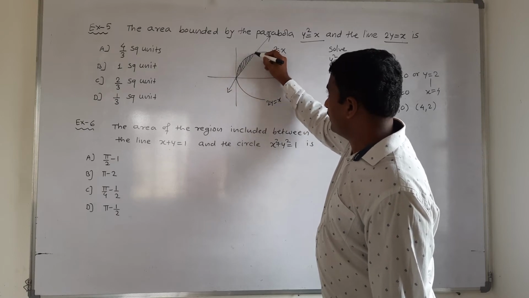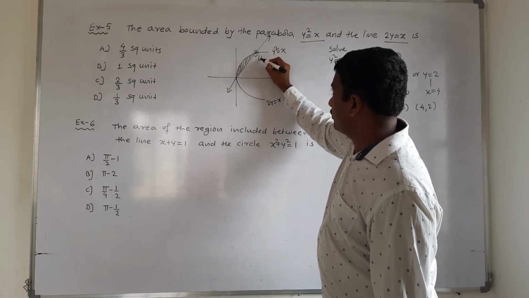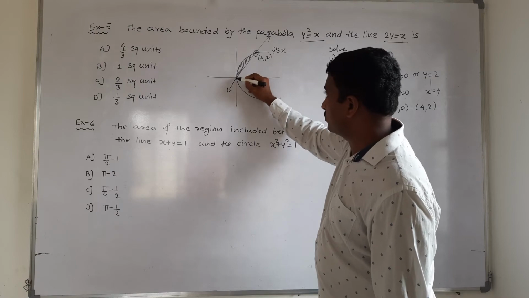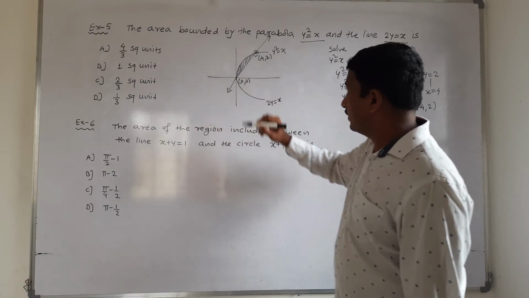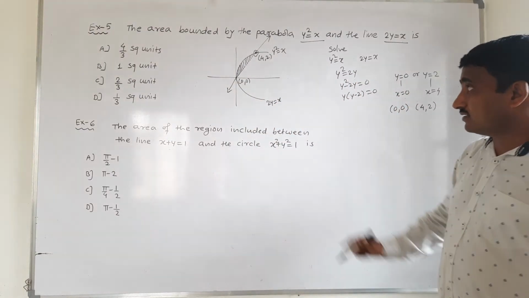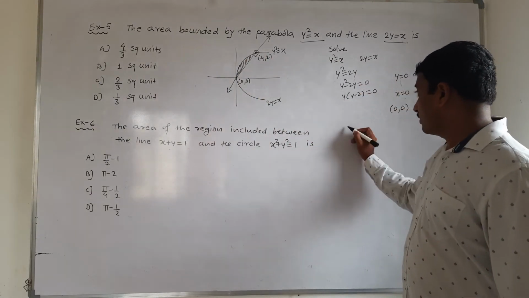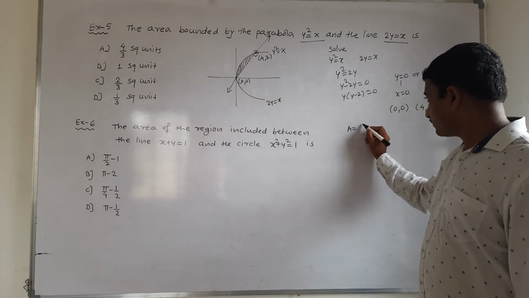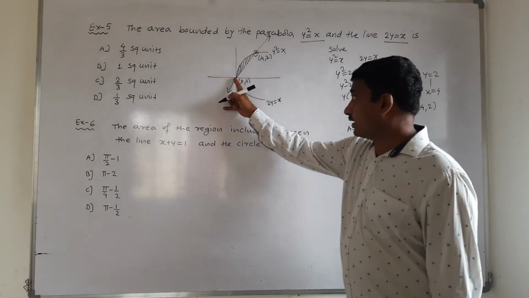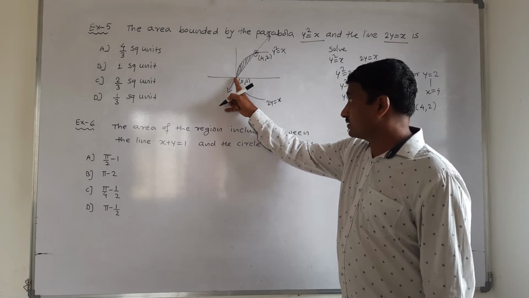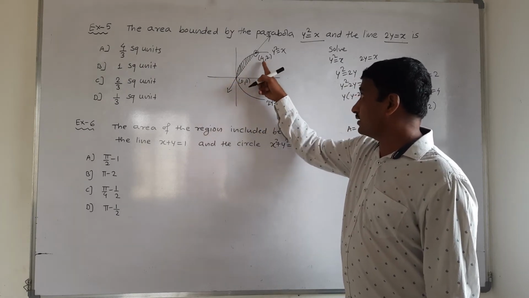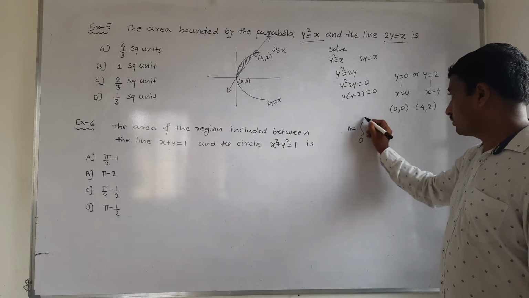Therefore, this point of intersection is 4, 2, and this is 0, 0. Therefore, the area is the area between two curves. The area is equal to the integration over x values. We start here, that is 0, and here the x coordinate is 4, so 0 to 4.